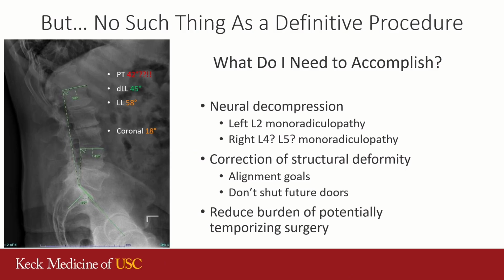So when we go back, what do we need to accomplish? Again, neurologic decompression through indirect means is appropriate. Correction of structural deformity, really not that much of a structural deformity that you could get anyway, lateral, T-lift, posterolateral, and reduce the burden of potentially temporizing surgery. For those of us who do lateral, I think you would agree that a 2-3 level lateral, perc screws, is a very reasonable operation. Still a big operation, but a reasonable operation for a patient to recover.